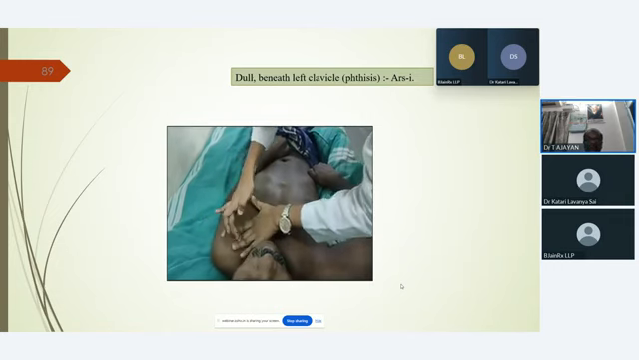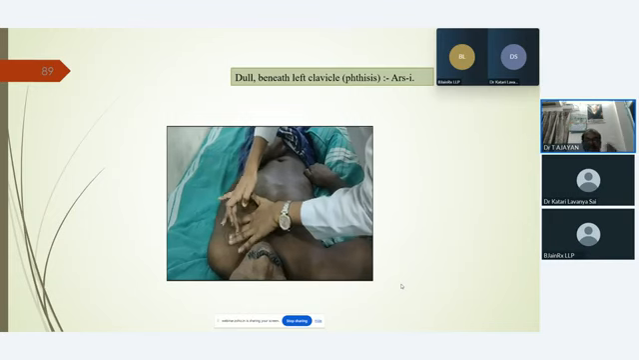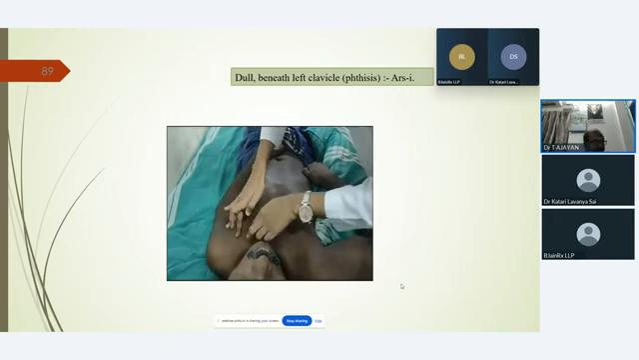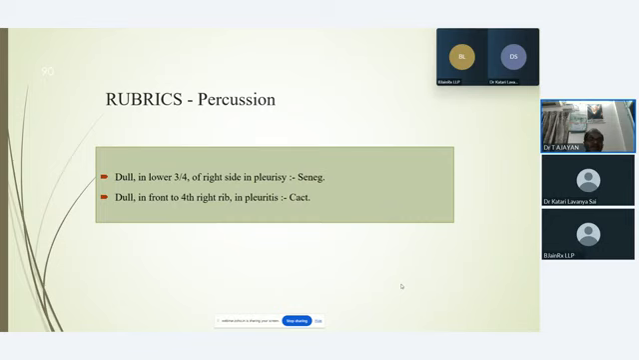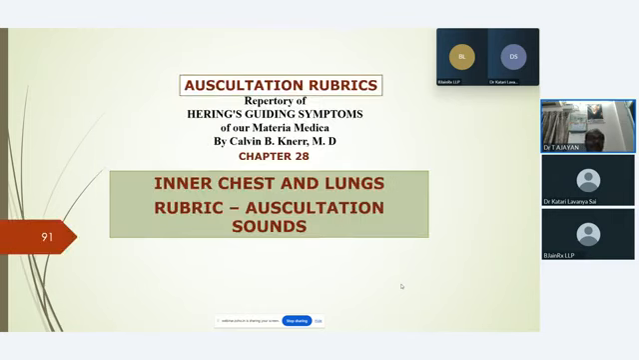So look here. In this particular area, dullness is there. You never think about any other medicine; you think about this only, this first medicine, Arsenicum iodatum. Rubric percussion related dull. Listen here, the beauty of homeopathy repertory or homeopathy Materia Medica. Dull in lower three-fourths of the right side in pleurisy, only one medicine, Senega. Dull in front of fourth rib in pleuritis, the dullness in front of the fourth rib. That is the beauty of our Materia Medica. That presentation is there. Never omit our drug Cactus; immediately you select Cactus.